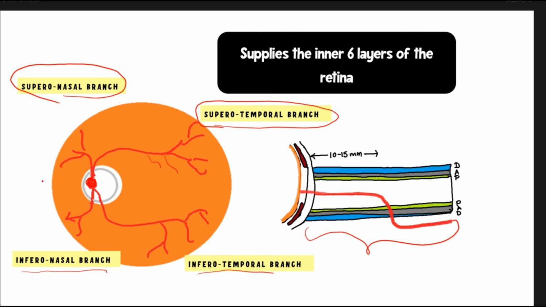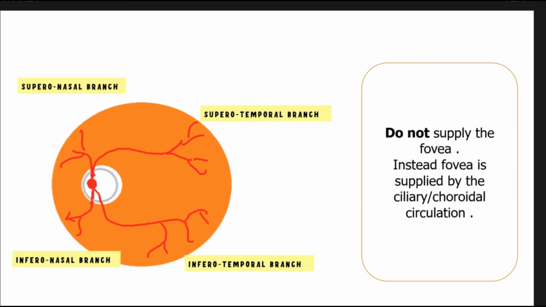Okay, and another important point that you must remember is that the central retinal artery is basically entering at the nasal end of the optic disc, and then it is going to give further branches like the superior and the inferior trunks, which are further dividing into the superior nasal, superior temporal, inferior nasal and the inferior temporal branches. Now, another point that you must remember is that these branches of the central retinal artery, they do not supply the fovea. Instead, the fovea is supplied by the ciliary circulation or the choroidal circulation, and about that we will be talking in detail in a while.